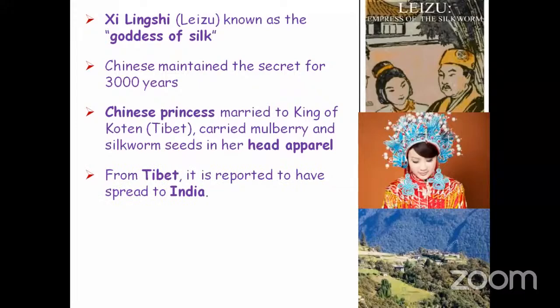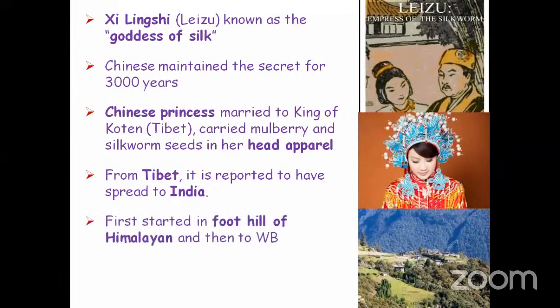Then from Tibet, it is reported to have spread to India. From Tibet it came to India. Firstly, sericulture started in the foothills of the Himalayas, and then it started in West Bengal.